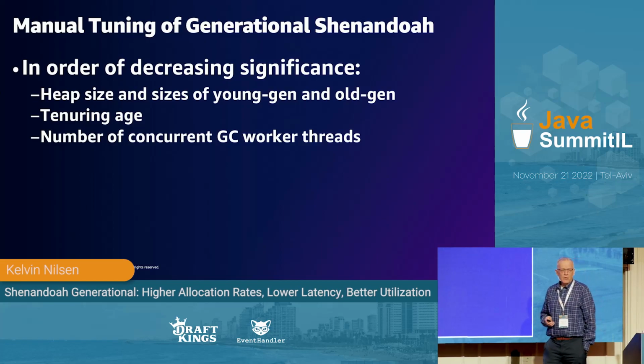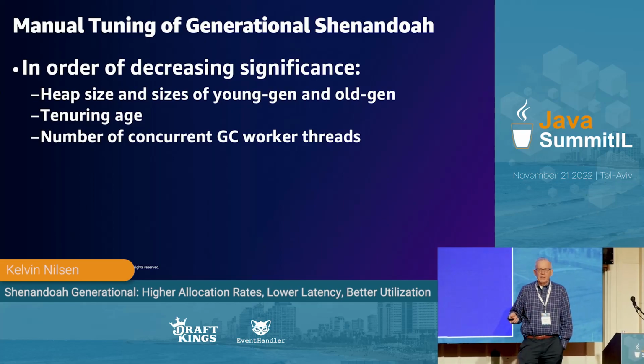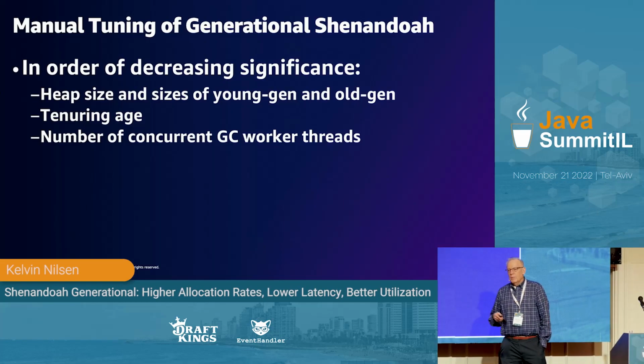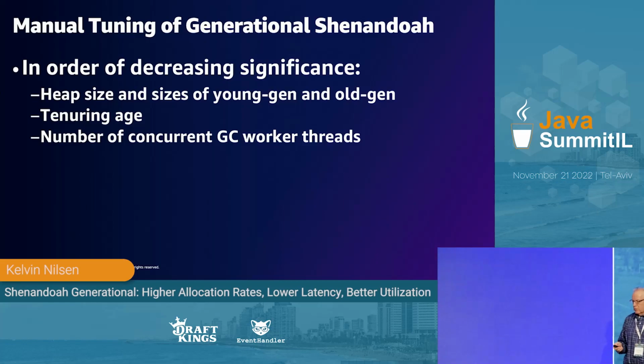The number of concurrent GC threads. If you have 16 cores, the default configuration might be 4 GC threads, but you might choose to increase or decrease those default numbers. That's also something we're going to automatically adjust.